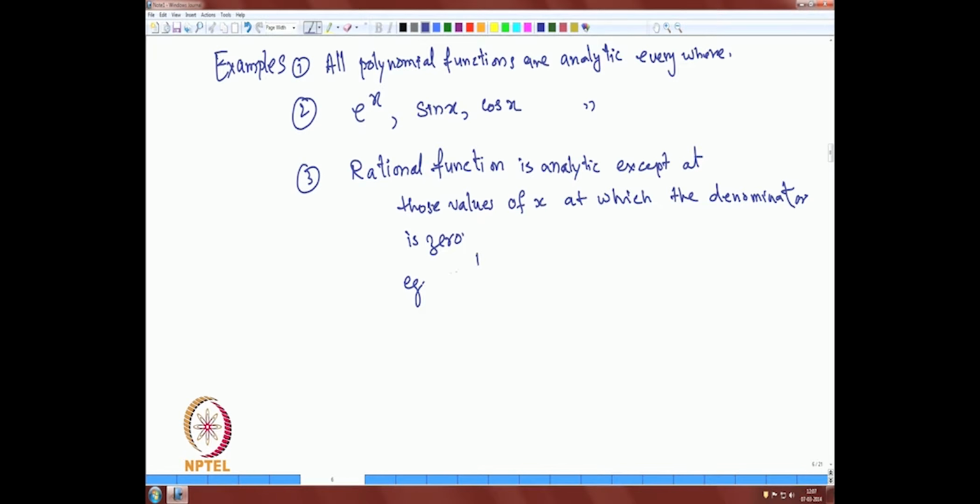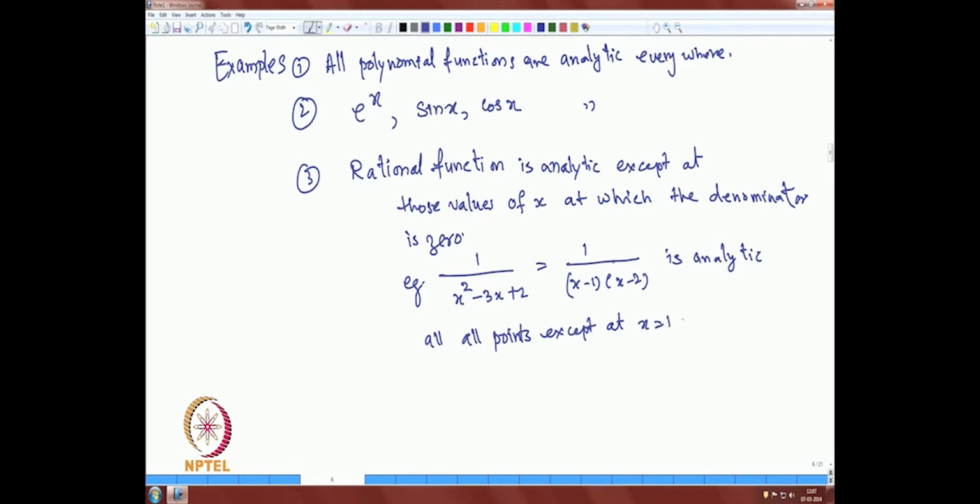For example, if we take a rational function 1 by x square minus 3x plus 2, which is written in the form (x minus 1) into (x minus 2). So, this is analytic at all points except at x is equal to 1 and x is equal to 2. At these 2 points, the rational function is not analytic, elsewhere it is analytic.